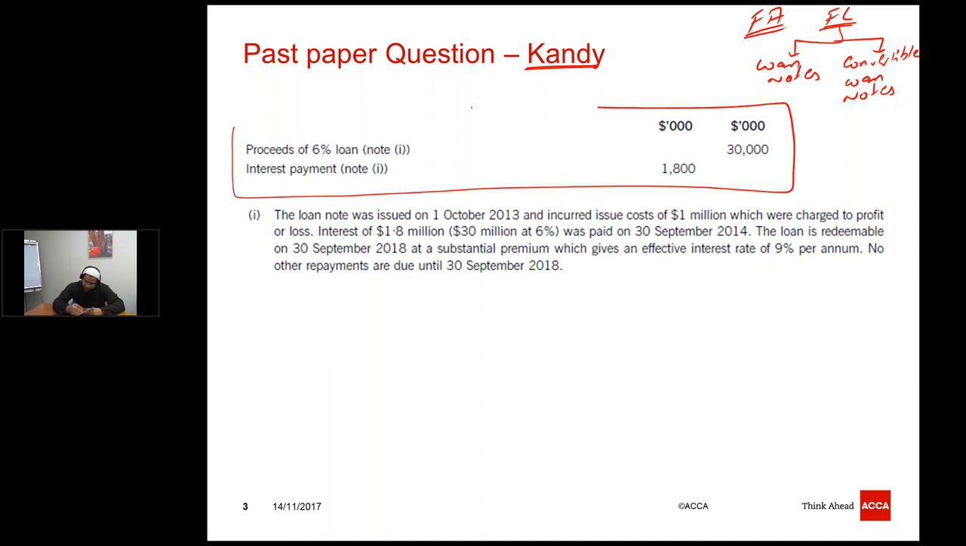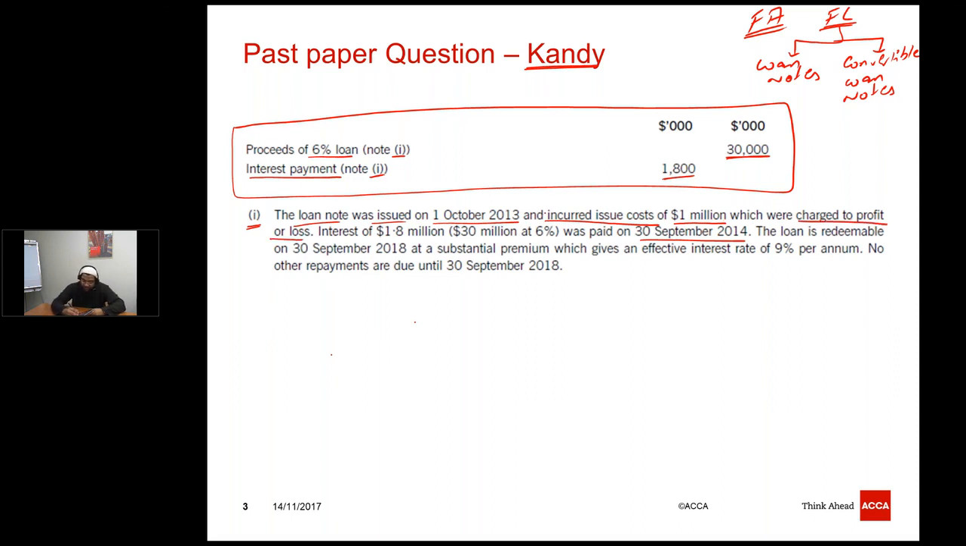with the name of Candy, and this is a trial balance extract where the question has given us the proceeds of 6% loan notes, which is $30,000, and the interest payment to date is $1,800, and both relate to note number 1. Note number 1 says that the loan notes were issued on 1st October 2013 and our year end is 30 September 2014, which means one year back the loan notes were issued and incurred issue cost of $1,000, which were charged to profit or loss.